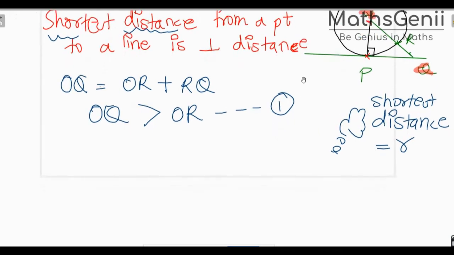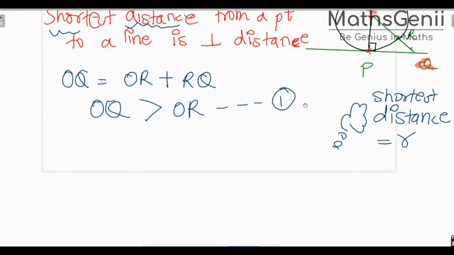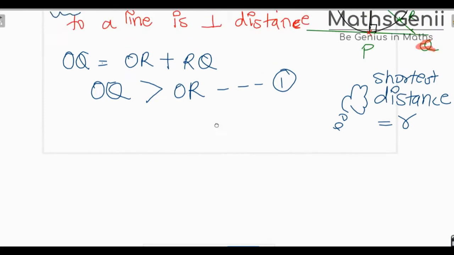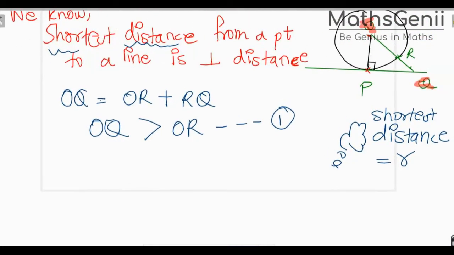But what is my goal? I have to show that OP is the smallest. My goal is OP is the smallest. Okay. Now, if you see, students, OP is your radius.